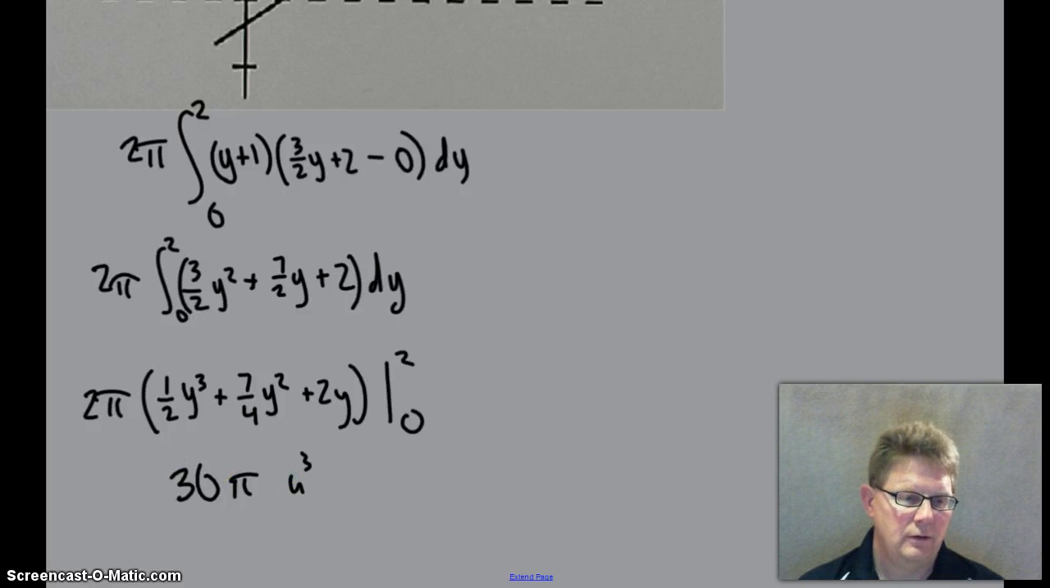Alright. And I think I'm going to end it with those two examples. I did a vertical line, I did a horizontal line. This will conclude definite integrals part 2, the shell method.